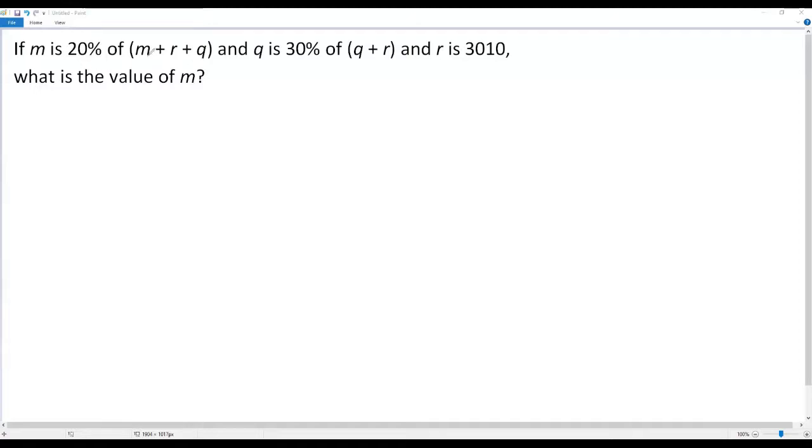If M is 20% of M plus R plus Q, and Q is 30% of Q plus R, and R is 3010, what is the value of M?